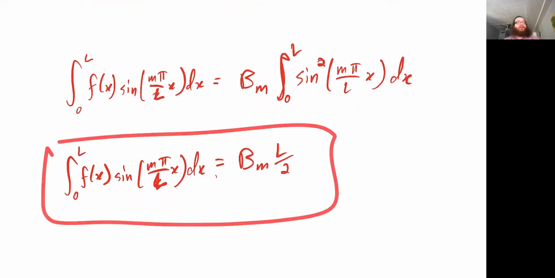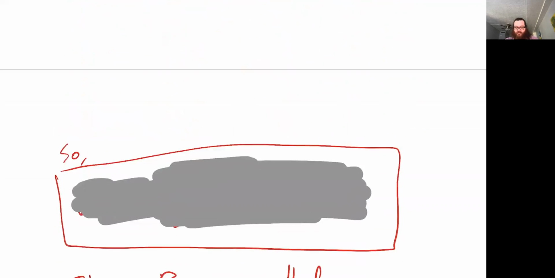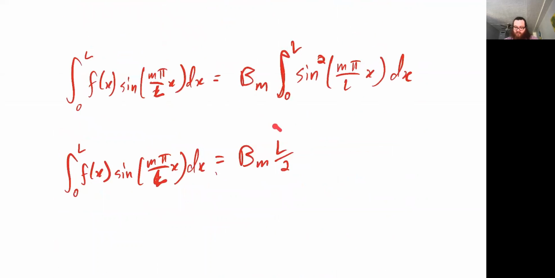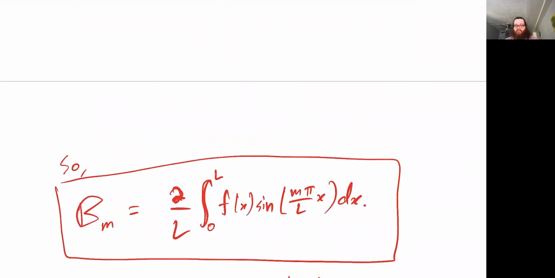So we end up with this condition. And we're interested in b sub m. So in the end, we can take this, move it over. We get that b sub m is equal to 2 over L times that integral. Or physically, b sub m is equal to 1 over half the length of the interval times this integral. And so that's our systematic way of computing what these b sub m are if we're given a function f.